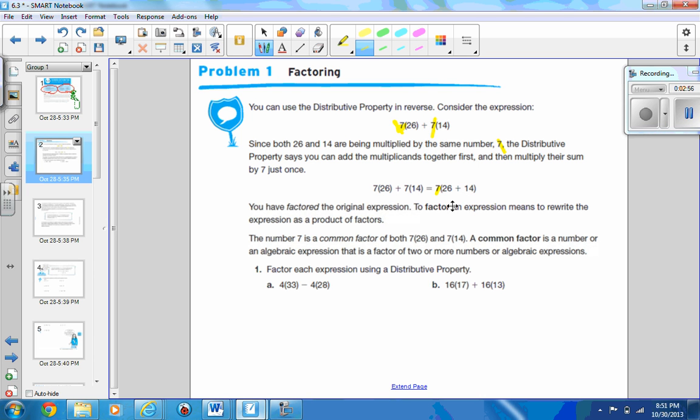To factor an expression means to rewrite the expression as a product of factors. So just think about multiplying. What do we call the numbers that are multiplied together when we are to get a product? Well, we call them factors. So that's really what we're doing. We're seeing what is the common factor here and pulling that out. So the number 7 is a common factor of both 7 times 26 and that 7 times 14. A common factor is a number, or it can be an algebraic expression that is a factor of 2 or more numbers or algebraic expressions.